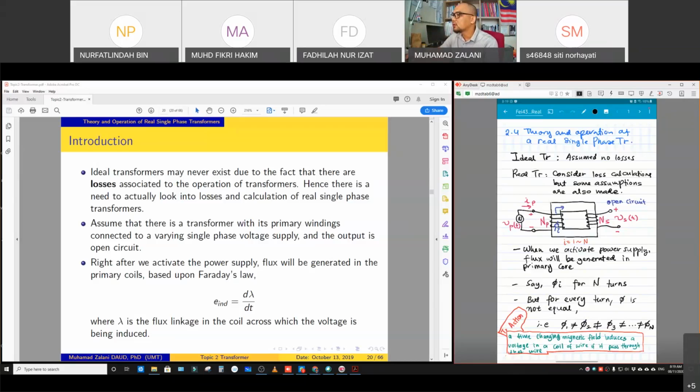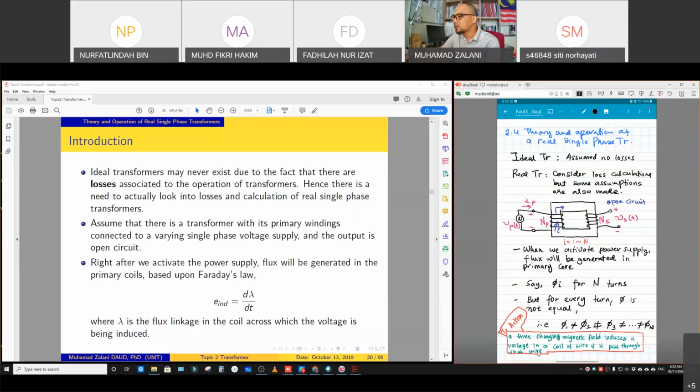Okay, so the other side, which is at the secondary, you see that the number of turns is NS, and this is the open terminal. But as we can see at the bottom here, the transformer action. What does it mean by the transformer action?